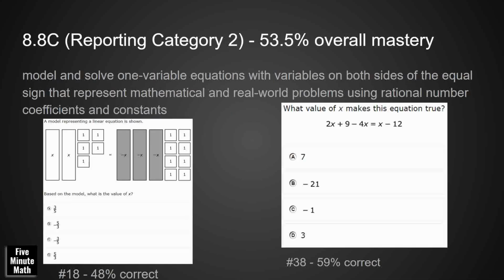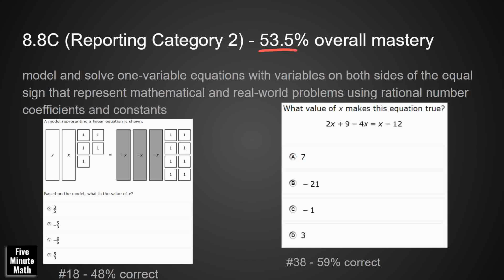Next, we're looking at 8.8C. We have 53.5% overall mastery. This is from reporting category 2. We are modeling and solving one variable equations with constants and variables on both sides. And so you notice on number 18, we are simply solving a representation here with the algebra tiles, though on number 38, we just have the equation itself. So let's take a look.